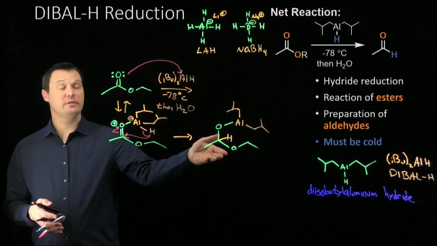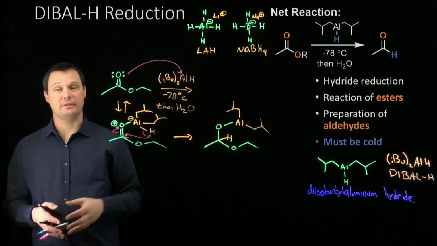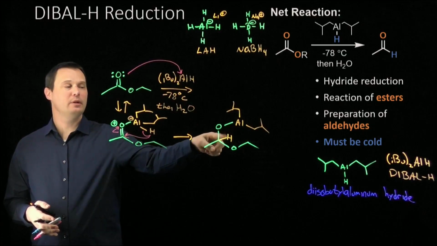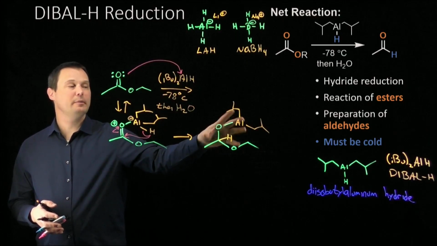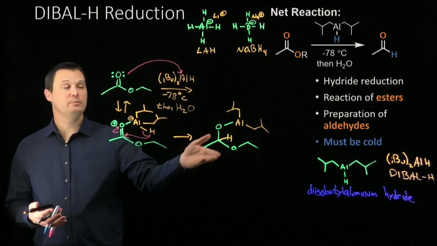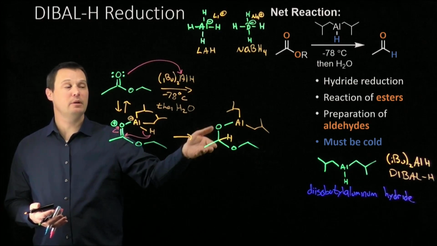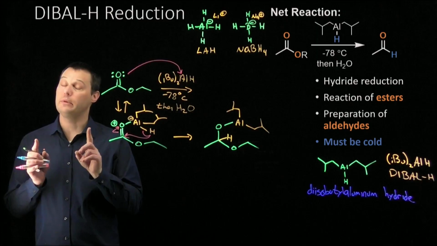The next intermediate after this step is actually really interesting. That step of the mechanism is not reversible. Hydride is not a leaving group. And we form this neutral oxygen-aluminum complex. Typically, at this point in the mechanism, we form the tetrahedral intermediate, and we would collapse electrons back down to kick out a leaving group. But we don't do that here.